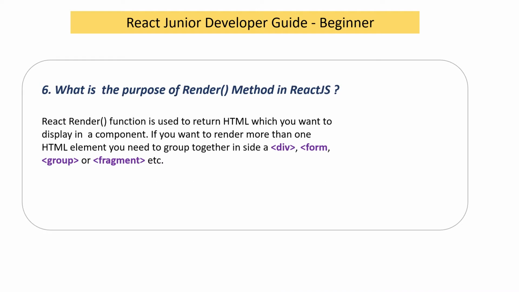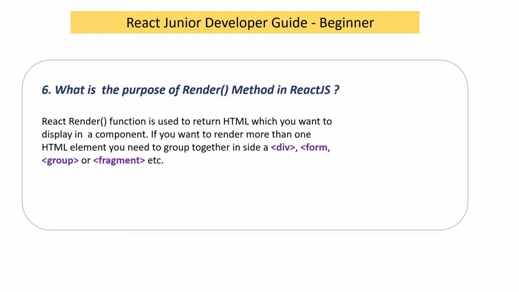Then we have, what is the purpose of the render method in React? The React render method just returns some HTML, but normally in React we don't call it normal HTML. It returns JSX, which is in the form of HTML, which you want to display in a component. In React everything is a component. In the component you want to display some information in JSX format, and that is what the render function returns. Whatever you want to see in a component in the web UI, it renders that.